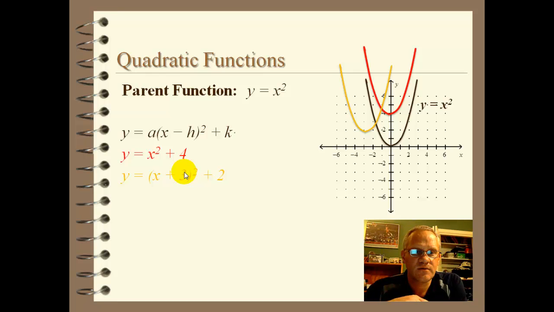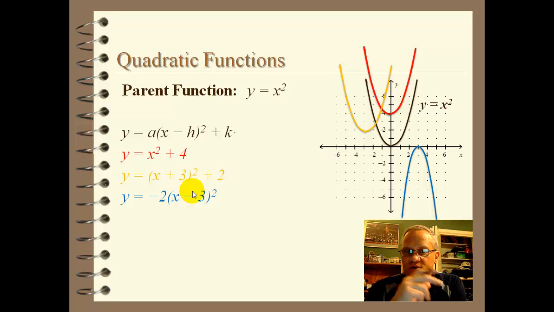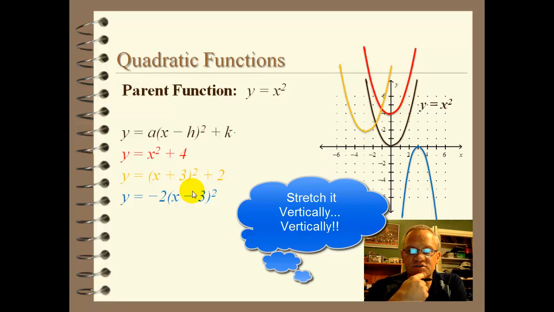All right, next. Now look at this one, we do not have a number out here for k, so that means we are not moving it up or down. But this -3 inside here, it moves it which way? 3 to the right. This negative out front is going to flip it upside down, and then the 2 is going to make it narrower. So it's going to look something like that. So we moved it 3 to the right, flipped it upside down, and that 2 made it skinnier. Or it stretched it horizontally, is what you might hear them say, stretching it horizontally.